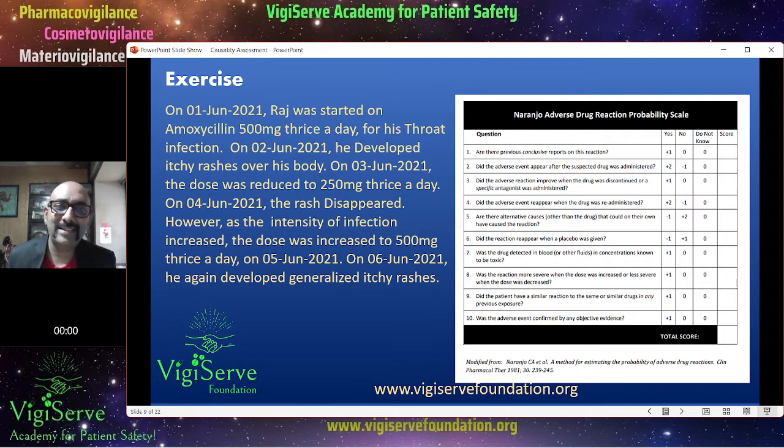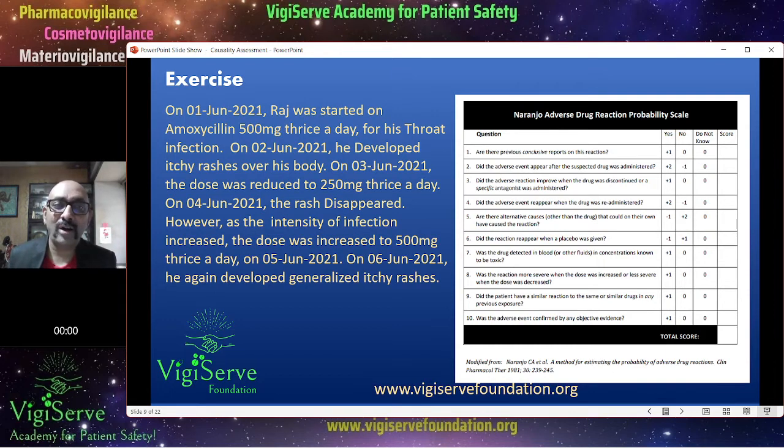Now, did the adverse reaction improve when the drug was discontinued? Yes, right? So the dose was reduced to 250 milligram and the rash disappeared, right? So again it is +1. Now, did the adverse event reappear when the drug was re-administered? Right? So the dose was increased to 500 milligram and the patient again developed generalized itchy rashes. So here the score will be +2.